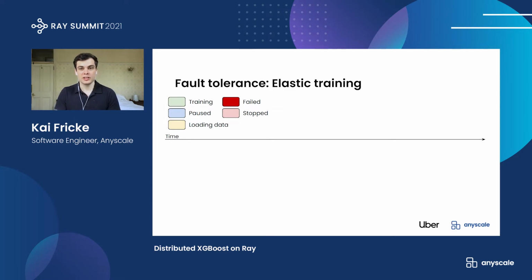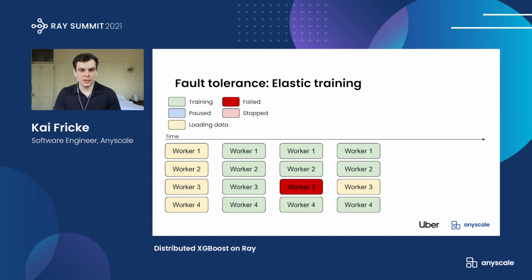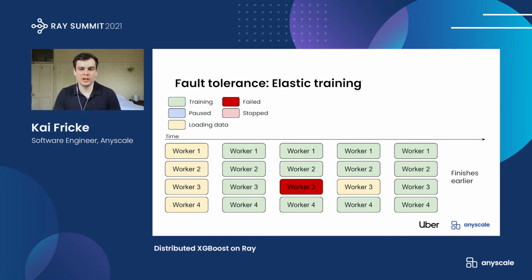In the elastic training case, we take it one step further. Once the third worker dies, the rest of the workers just continue training. The third worker is restarted and data loading is triggered. The rest of the workers still continue training. Only once the third worker is back is it reintegrated into training again. This will finish much quicker than the other modes. However, since we train on fewer data for some time, there might be performance impairments of the final model.